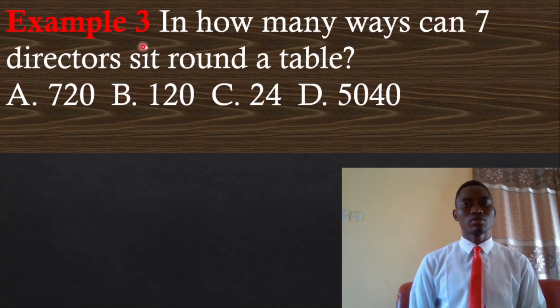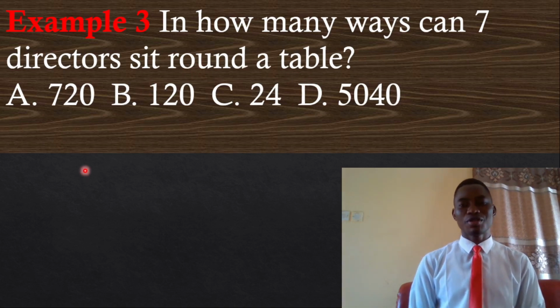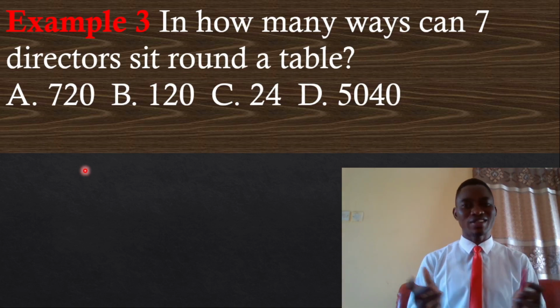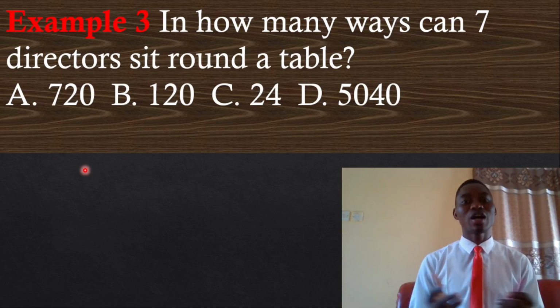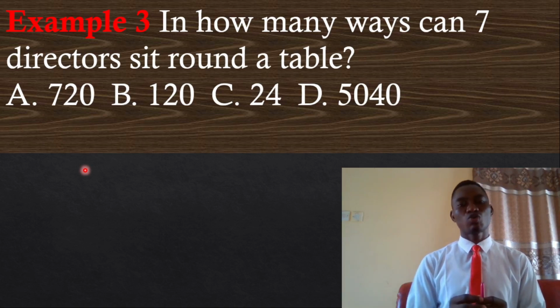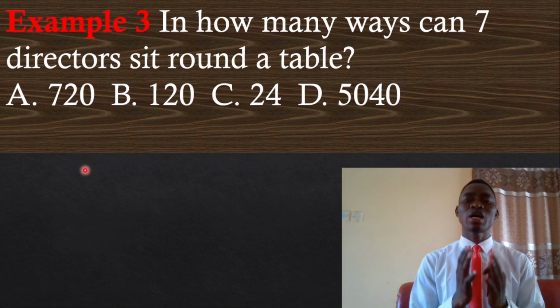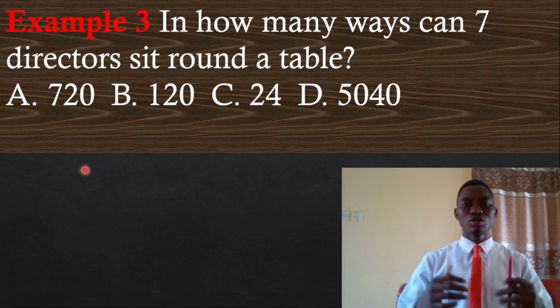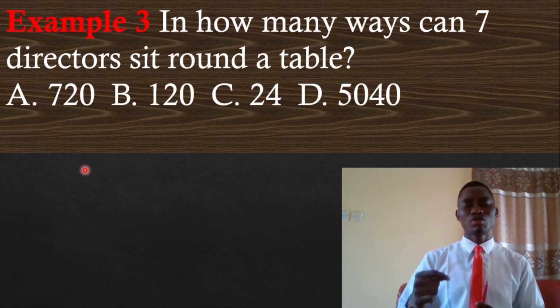Example 3. In how many ways can 7 directors sit round a table? Wow, this is an interesting question. Maybe we can practicalize it. All right, we have seven directors that want to sit around a table for an important meeting. So you are being asked, in how many ways can this be done?